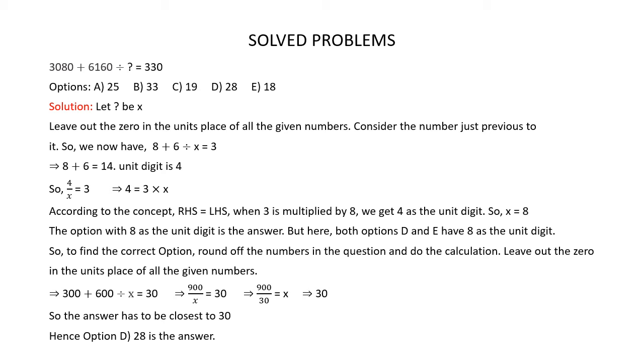So the answer has to be closest to 30. Now when you look at 28 and 18, you will see that 28 is the number closest to 30. So answer option D is the correct answer. So option D, 28 is the correct answer.